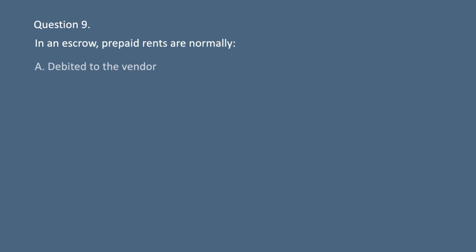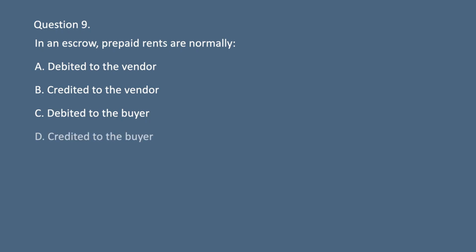Question 9. In an escrow, prepaid rents are normally A. Debited to the vendor, B. Credited to the vendor, C. Debited to the buyer, D. Credited to the buyer. Answer: D.